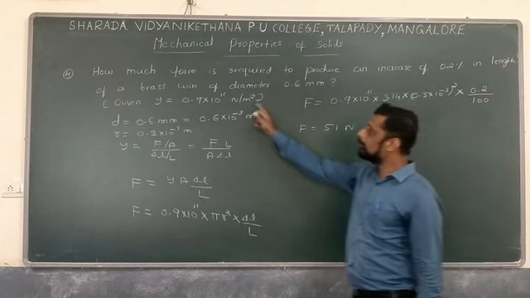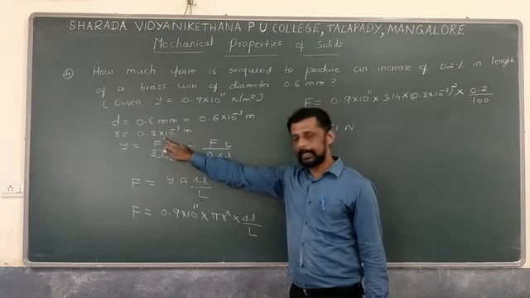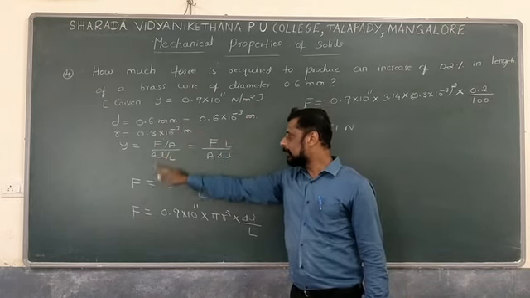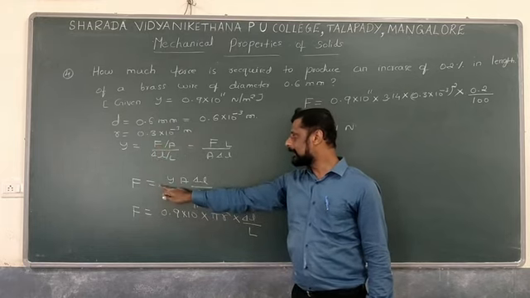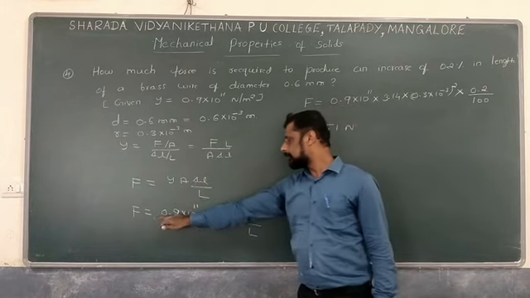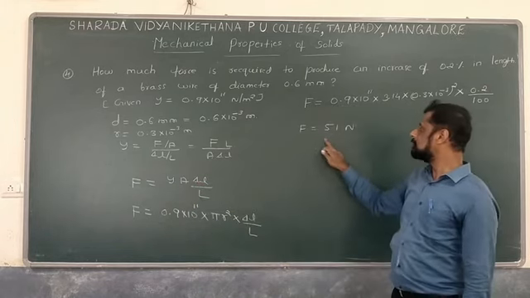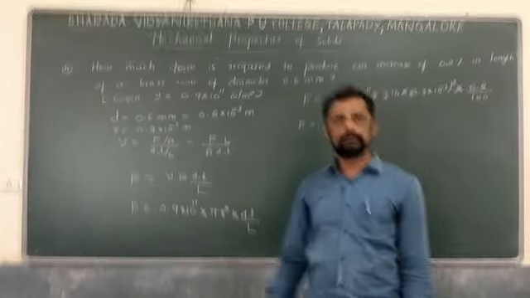So in the given problem, Young's modulus value is given, diameter is given, therefore you can calculate the radius. You are asked to calculate the value of F here. Write the formula for Young's modulus. Rearrange the terms, then you get F is equal to Y into A into delta L by L. Therefore, after substituting the values, then you get F is equal to 51 Newton.